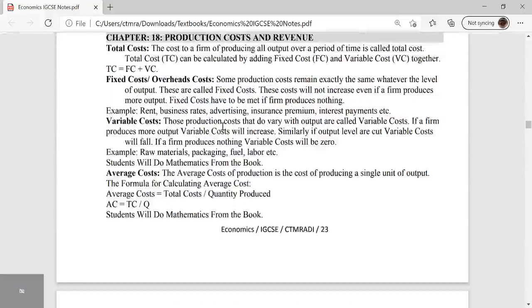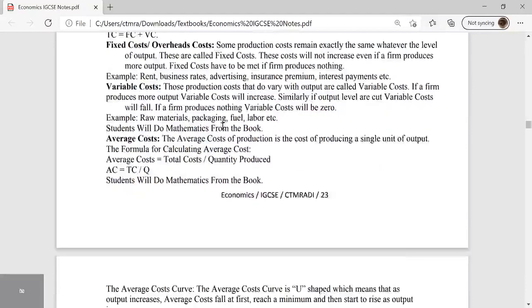Okay, so we were doing this, that cost is basically there are two types of cost: fixed cost and variable cost. Variable costs are the ones that change as output changes, and fixed cost remains the same. It does not change as output changes. Okay? And total cost is basically the total fixed cost plus total variable cost. And average cost is total cost divided by output. Okay, so by this we can get the per unit cost.